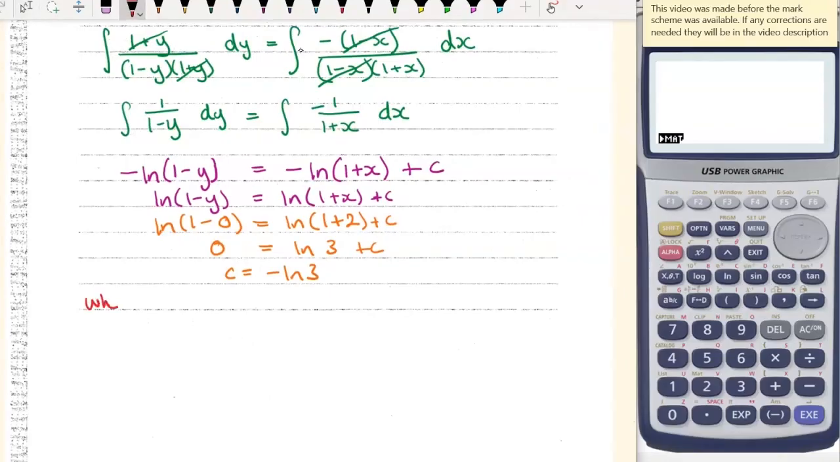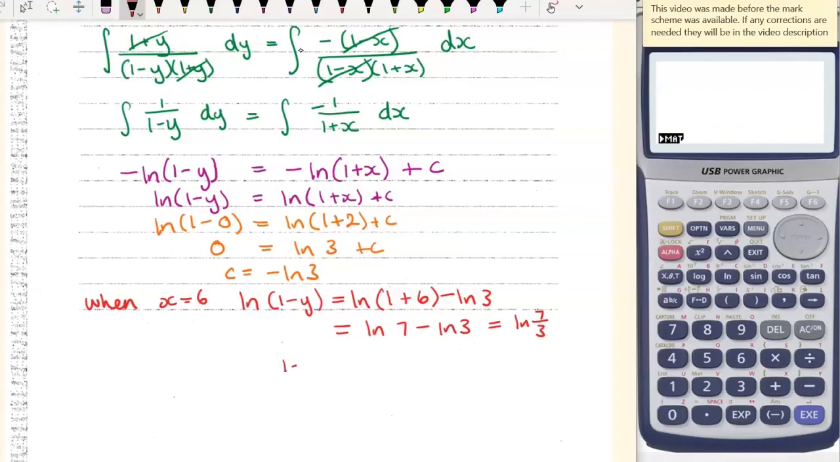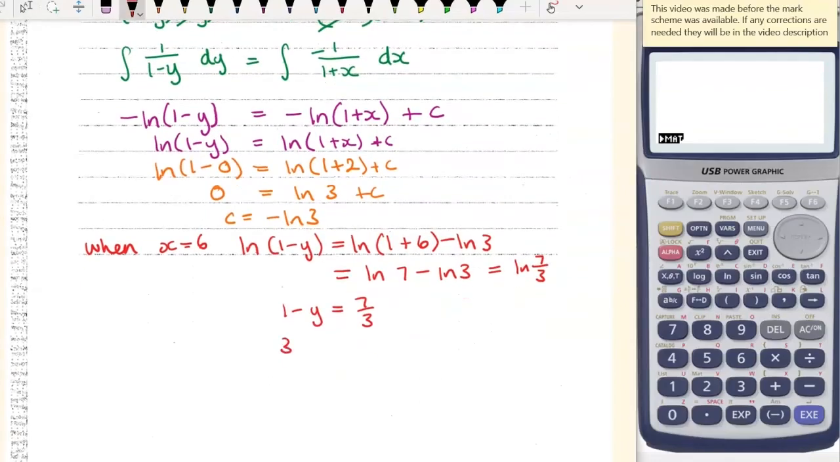Okay, so when x equals 6, log of 1 minus y is equal to log of 1 plus 6 minus log of 3. So 1 minus y equals, actually I won't skip this step, so log of 7 minus log of 3, that's equal to log of 7 over 3. So 1 minus y equals 7 over 3. If we times it through by 3, we get 3 minus 3y equals 7. So 3y equals minus 4, and y is minus 4 over 3.